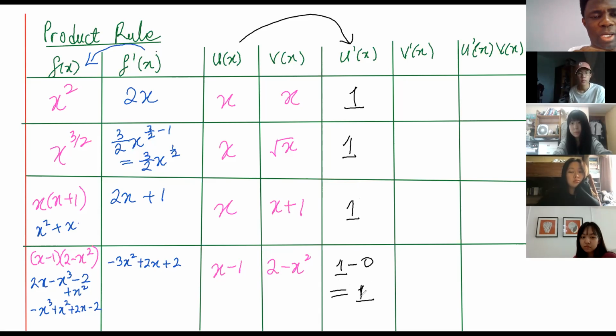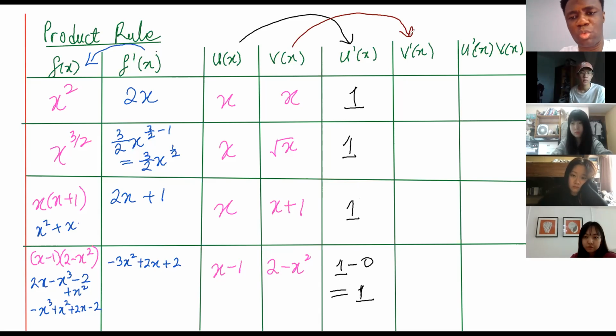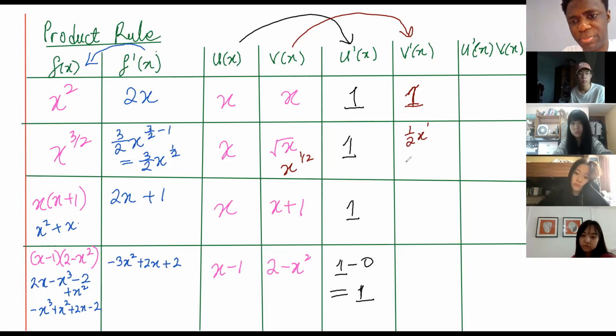Okay, I need more response from people, please. From here, we can find this. So what's the first one? 1. Second, this will be x to the power half first. Then we have half x to the power half minus 1, right? Write that properly.